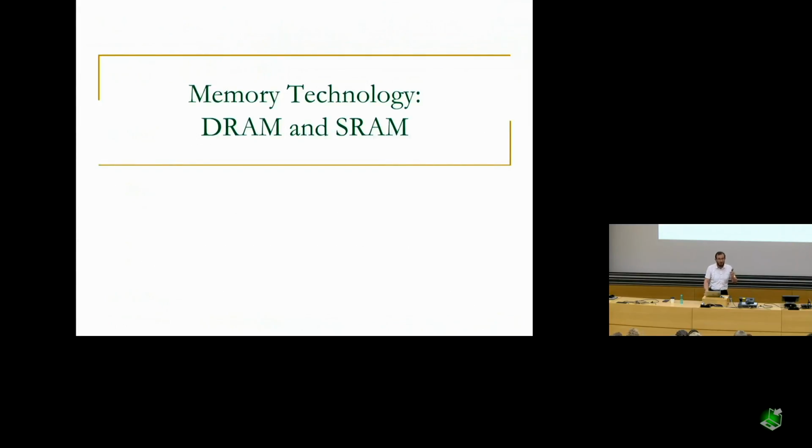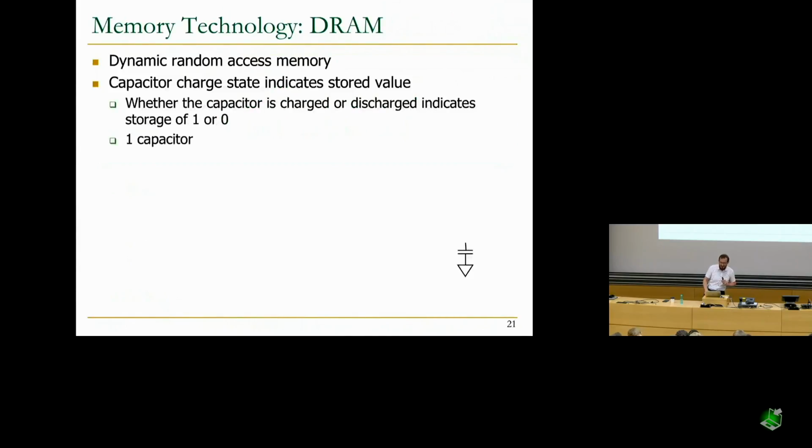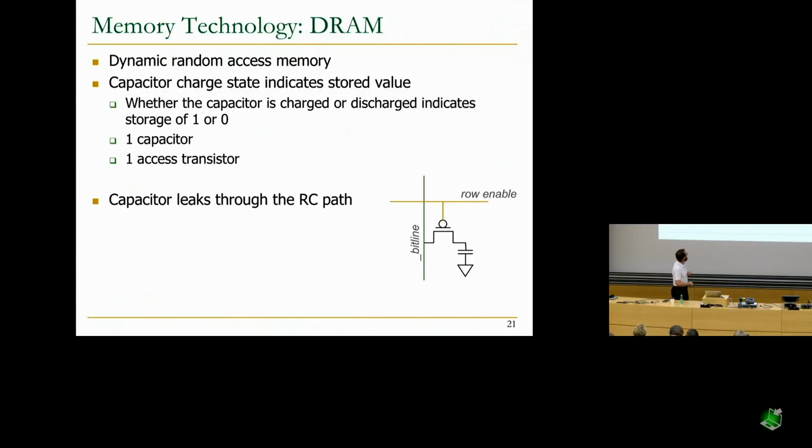Let me give a quick overview of DRAM versus SRAM. I've actually said a lot of this, but this is going to be a quick overview before we start the next lecture. DRAM clearly uses a capacitor, and capacitor charge indicates stored value. That's the storage device. Whether the capacitor is charged or discharged indicates whether you have 1 or 0, and you have only 1 capacitor, and you need to have 1 access transistor. It's very compact.